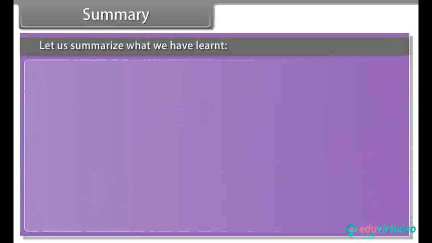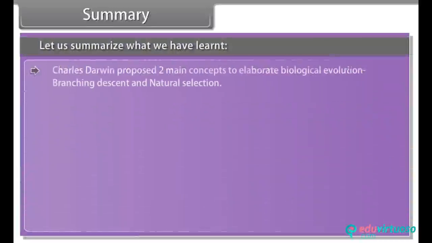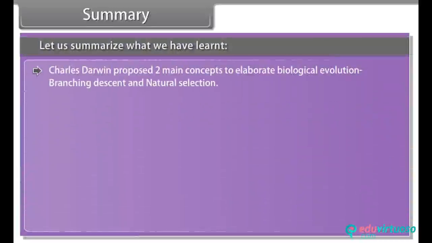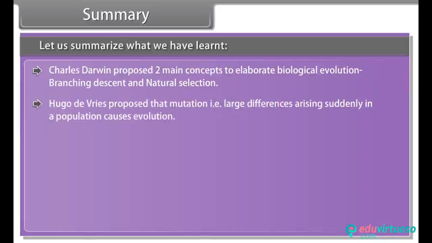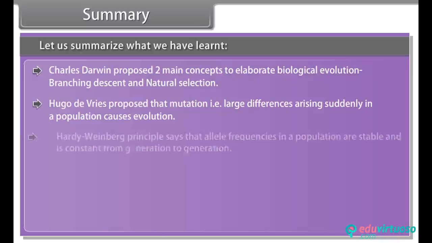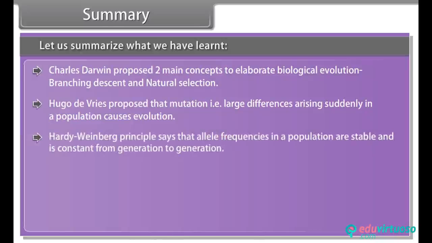Summary. Let us summarize what we have learned. Charles Darwin proposed two main concepts of elaborate biological evolution: branching descent and natural selection. Hugo de Vries proposed that mutation, that is, large differences arising suddenly in a population, causes evolution. Hardy-Weinberg Principle says that allele frequencies in a population are stable and constant from generation to generation.